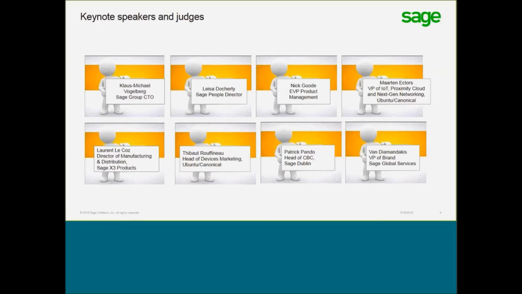Another person who's our judge is Laurent Lecoz, who is also the Sage X3 sponsor for this event. Thibaut Roffineau, who works also at Canonical and is very instrumental in the Internet of Things capability and enablement. We have Patrick Pando, who's head of CBC for Sage Dublin, and Van at the end, who is the VP of Brand for Sage Global Services.